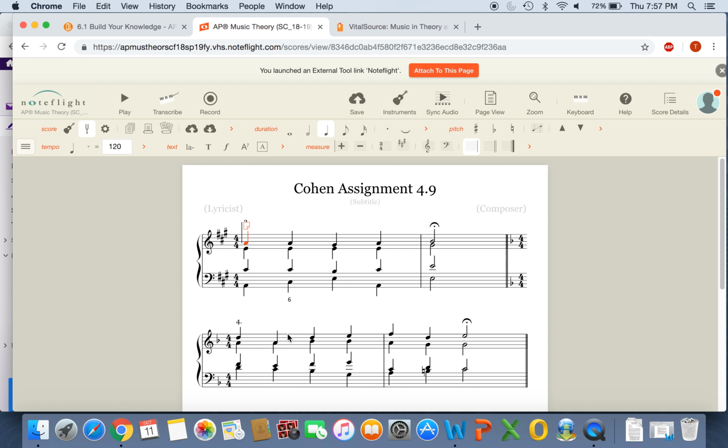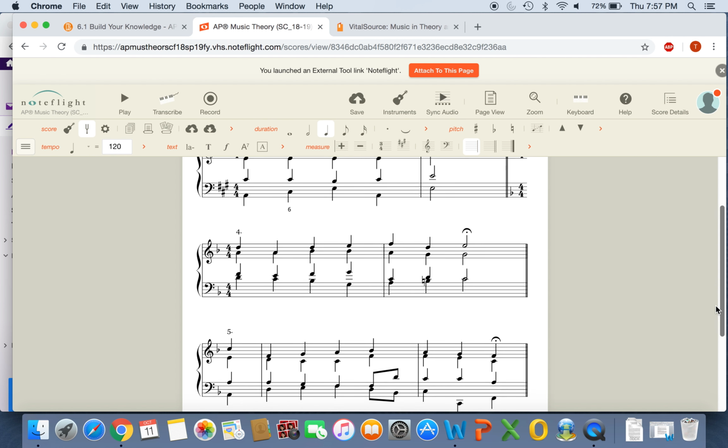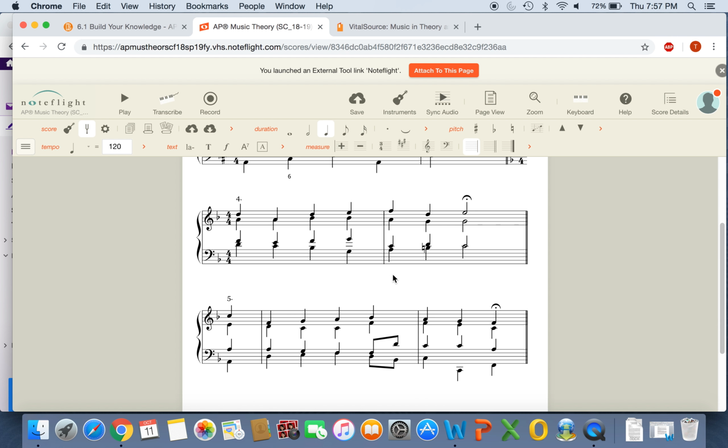Are you with me? The next one will be in the key of 1 flat. And you're going to find, you're not going to do any Roman numerals. You're only doing the figured bass if there is any figured bass to do. I hope that helps you.